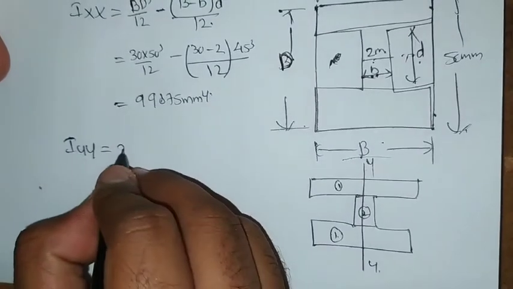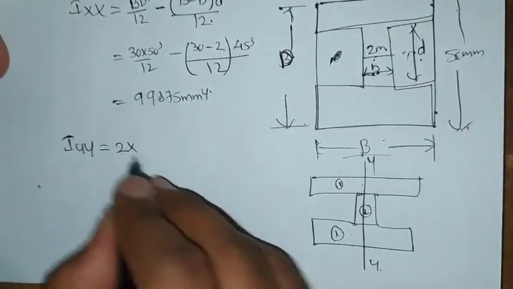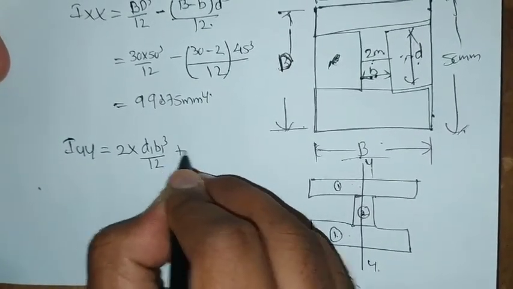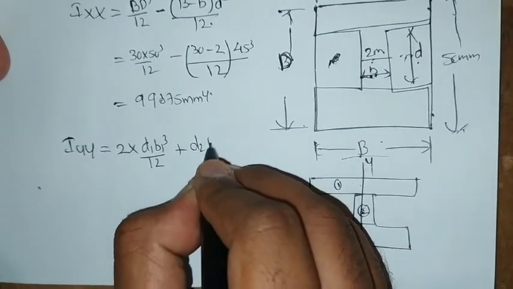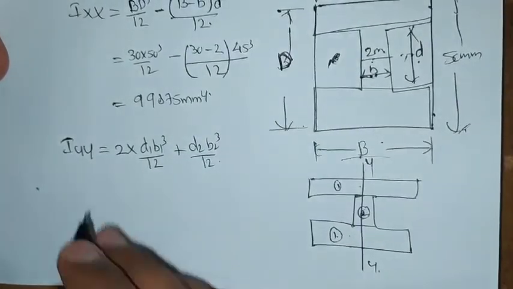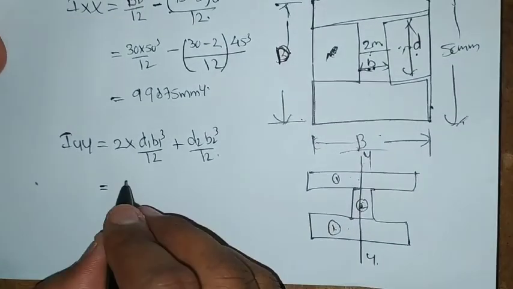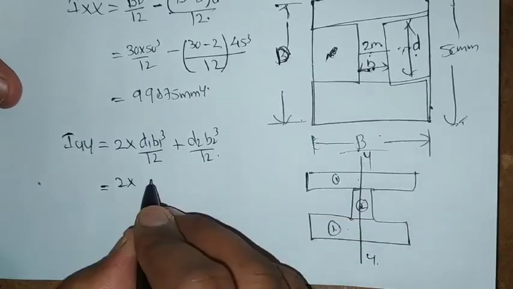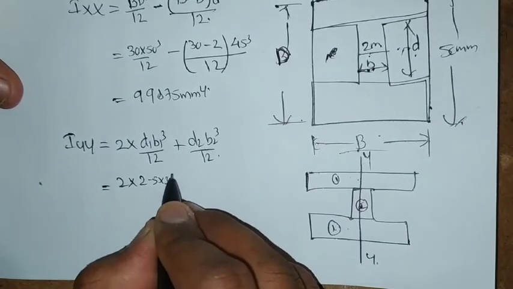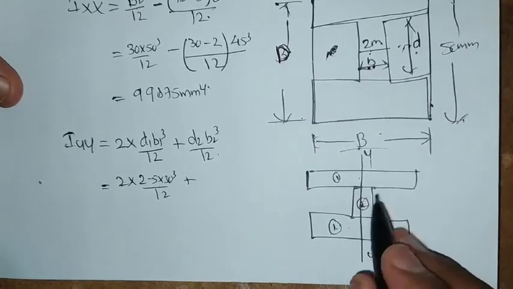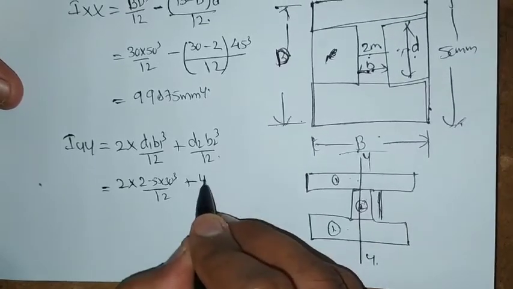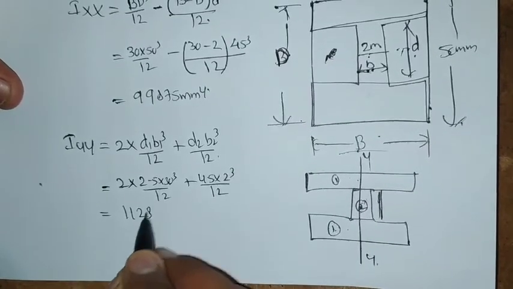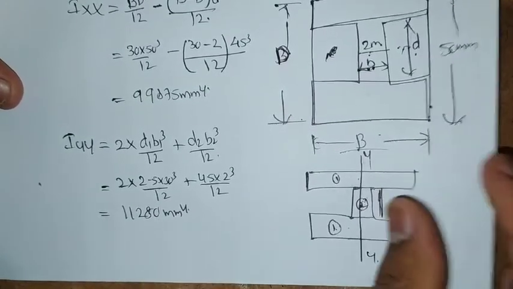So for that, these 2 are the same, so 2 into d1 b1 cube by 12 plus this second part d2 b2 cube by 12. So from that we know the d and b values, 2 into the d1 value, nothing but this depth value is 2.5 into 30 cube by 12 plus for this d2, the d2 value is 45 into 2 cube by 12. So the Iyy value we will get is 1280 mm power 4.